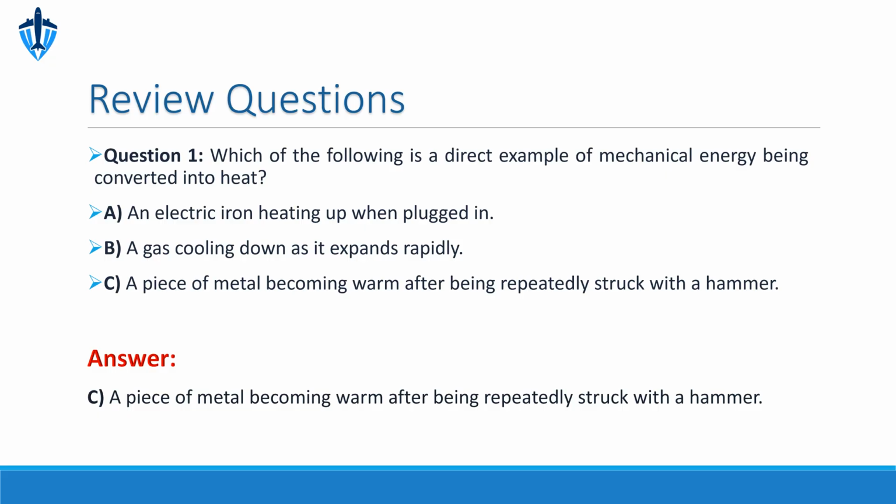As we mentioned earlier, mechanical energy can be converted into heat through methods like the impact of bodies. Hitting metal with a hammer is a clear example of this impact, where the mechanical energy of the moving hammer is transferred to the metal's molecules, increasing their kinetic energy, which we perceive as heat.